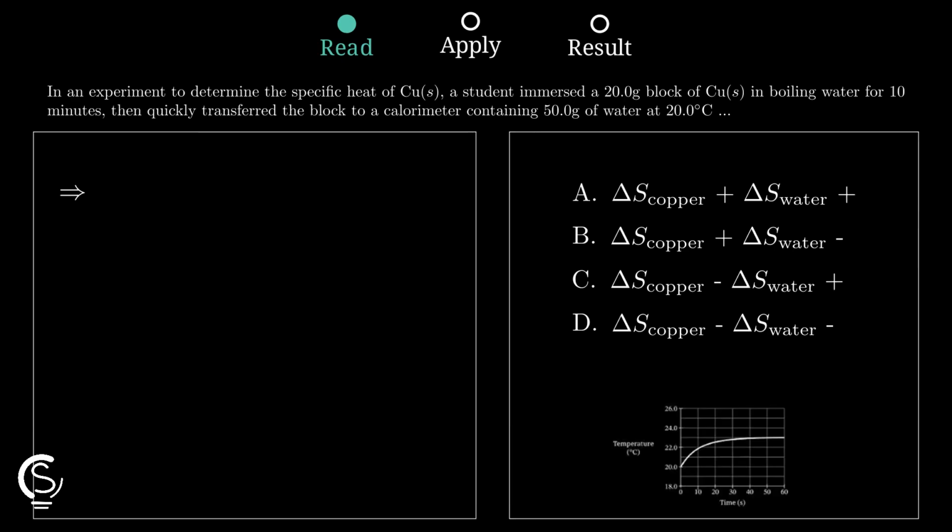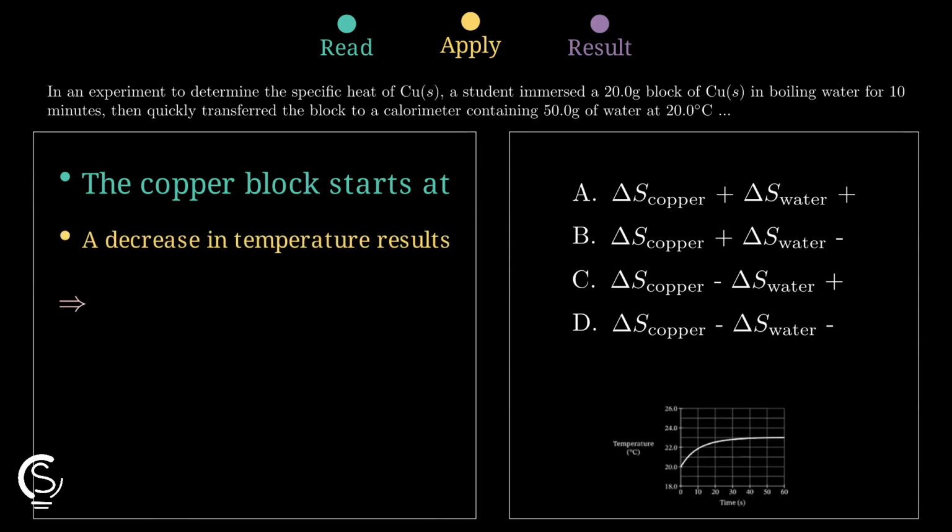No guessing needed. As the copper loses heat, its temperature decreases, and lower temperature means fewer accessible energy arrangements for that sample. That gives the copper a negative entropy change as equilibrium is reached. The water warms from 20 degrees Celsius, so its particles can access more energy arrangements.